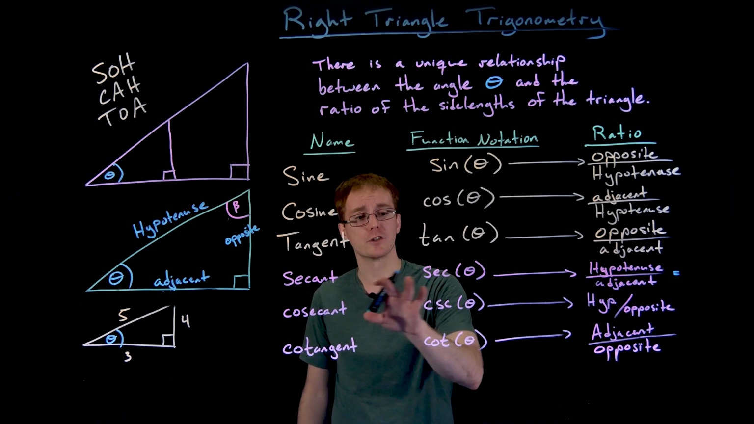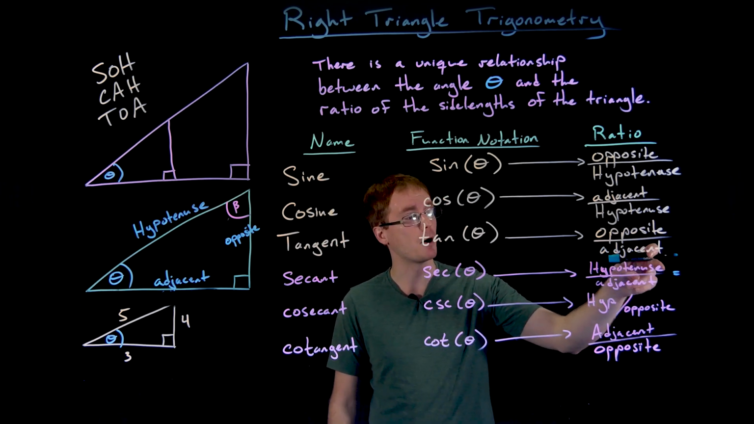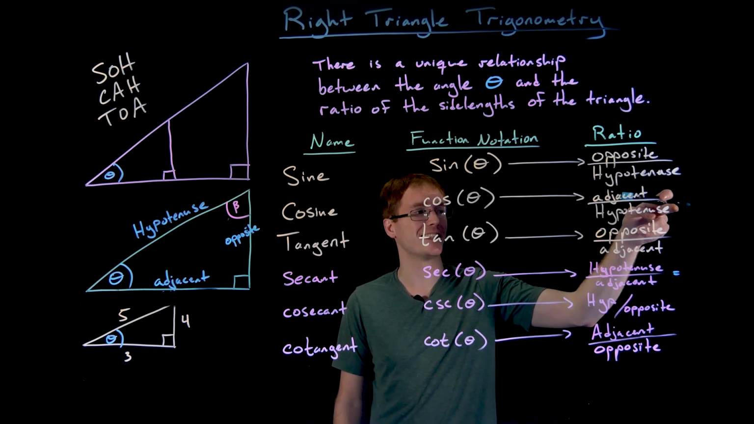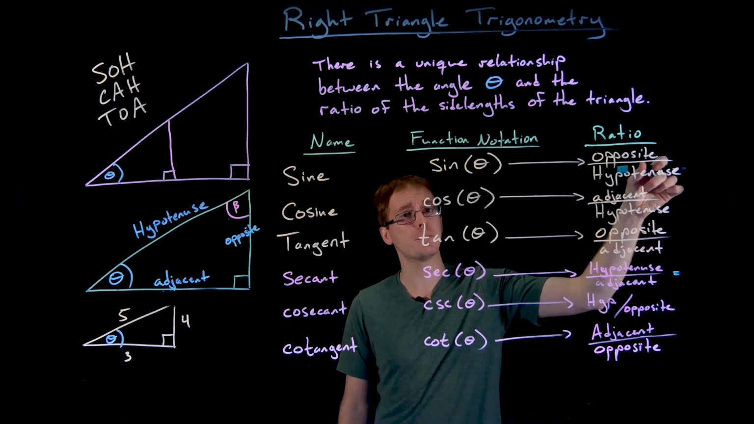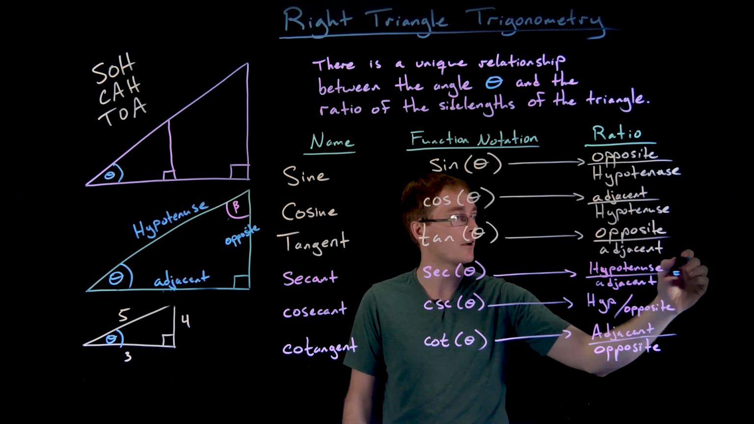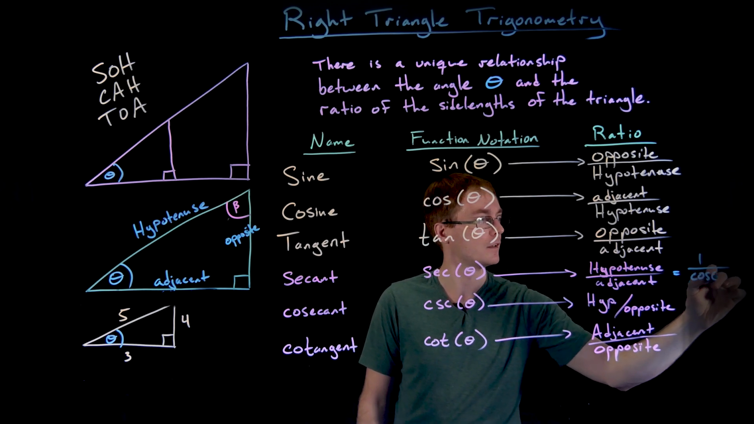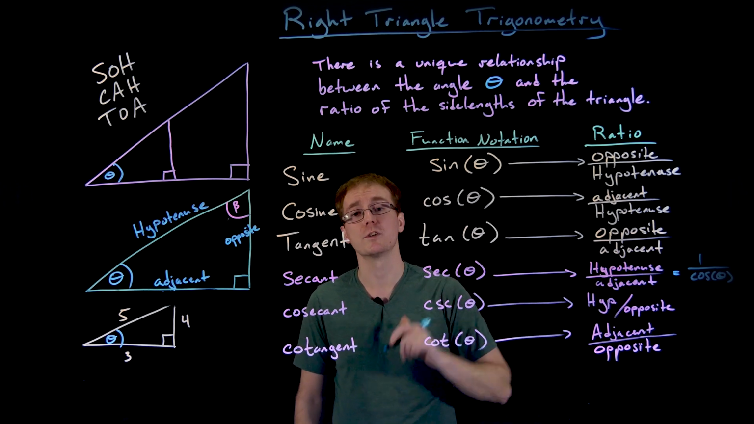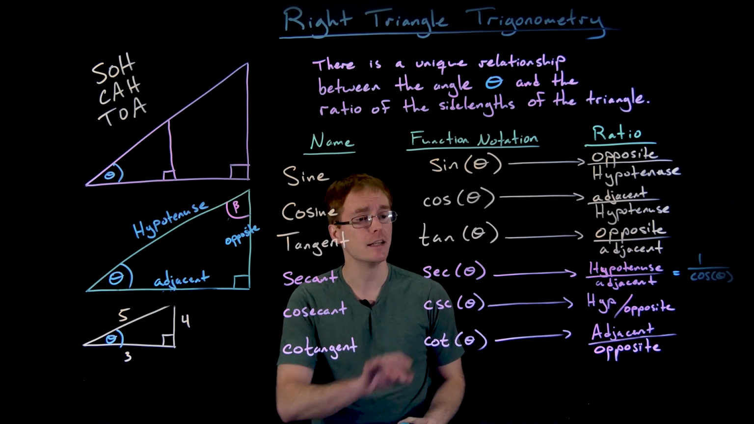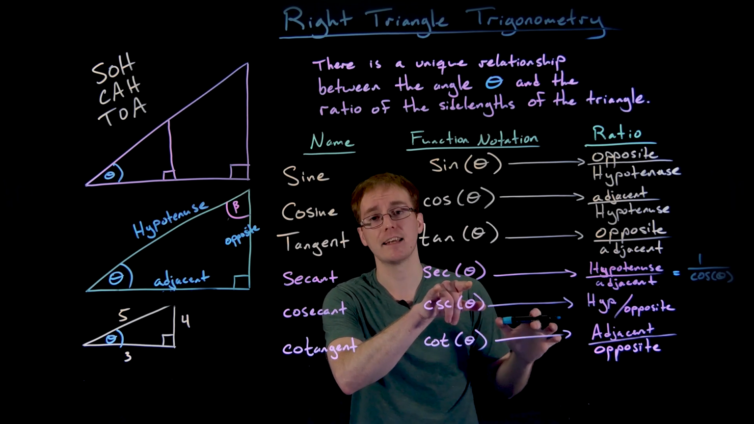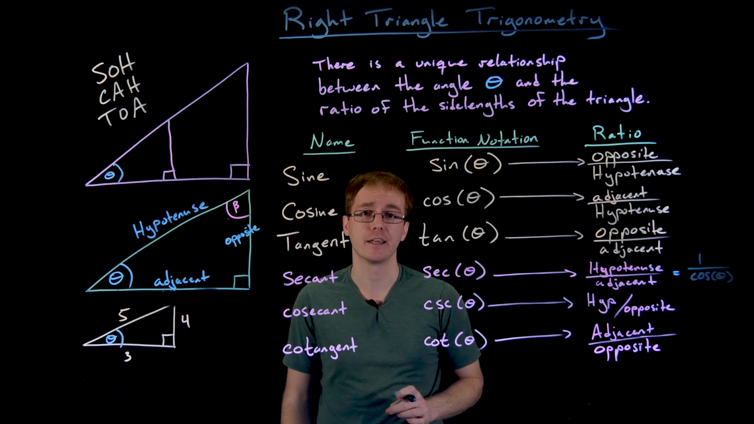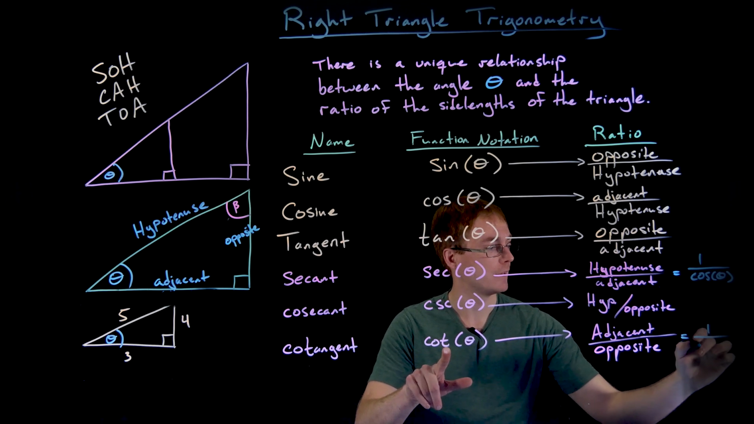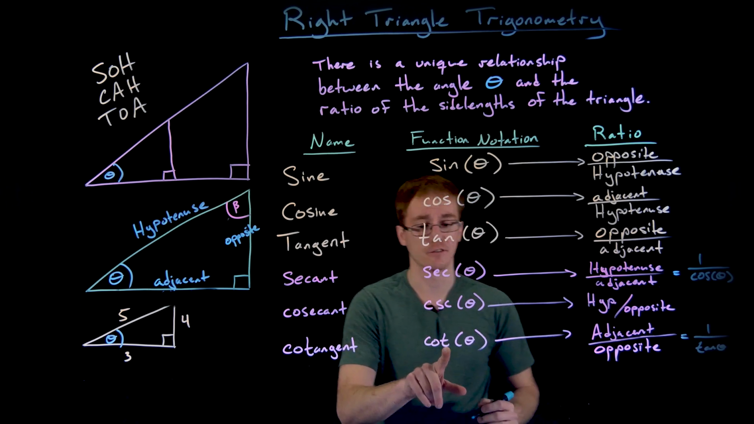So let's start with our secant function. Secant is hypotenuse over adjacent. That looks a lot like our cosine ratio, but cosine is adjacent over hypotenuse. So if we were to flip cosine over, take the reciprocal of that, or look at 1 over cosine, that would give us the reciprocal ratio and give us hypotenuse over adjacent, or secant of theta. So secant of theta is exactly the same as 1 over cosine of theta. We already mentioned this about tangent as well. Cotangent is the same as 1 over tangent of theta.